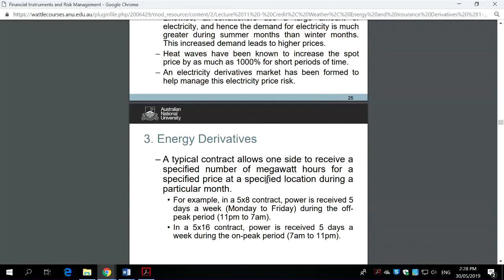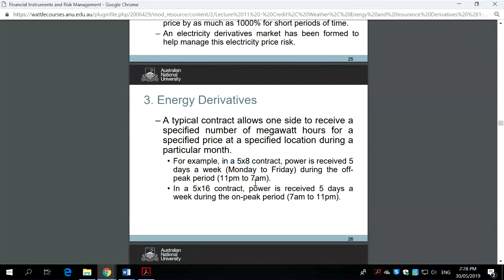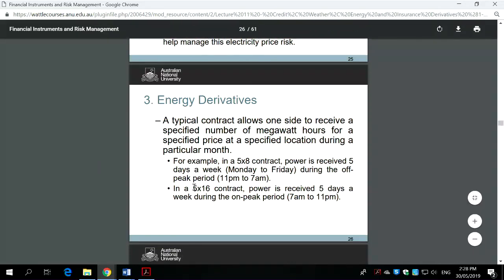energy derivative. All right. So basically, there's two types. This is the off-peak hour option. So 5 times 8. So basically, that's 5 days in a week, from 11 p.m. to 7 a.m., 8 hours. So that's the off-peak hour. Everybody's sleeping, right? Now, this is the peak hour option, which is 5 times 16, from 7 a.m. to 11 p.m. And again, there's daily version of that, and there's monthly version of that.